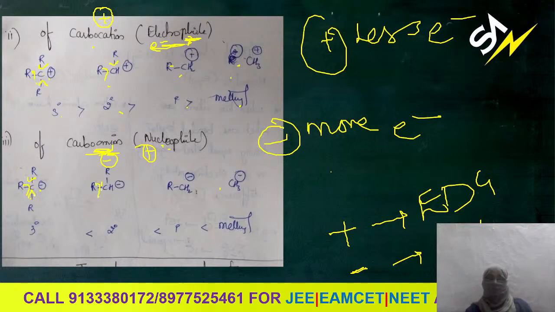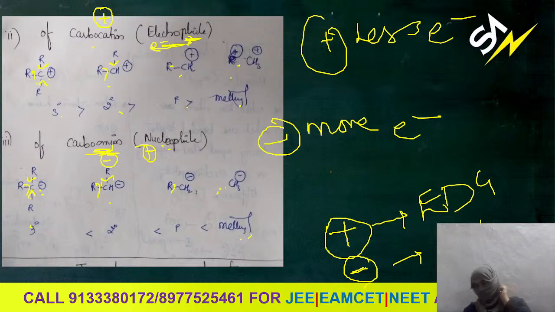There are two groups giving, so comparatively less unstable. Then one group is giving, then no group is giving. So that means for negative charge we want a withdrawing group, and for positive charge we want a donating group to stabilize. In the tertiary carbanion there are three donating groups, hence it is the least stable, whereas in methyl there are no groups giving, hence it is more stable.